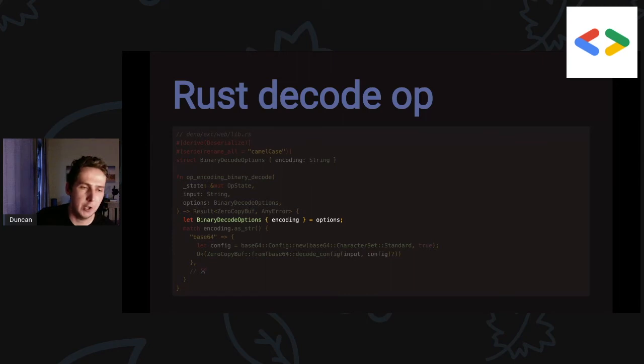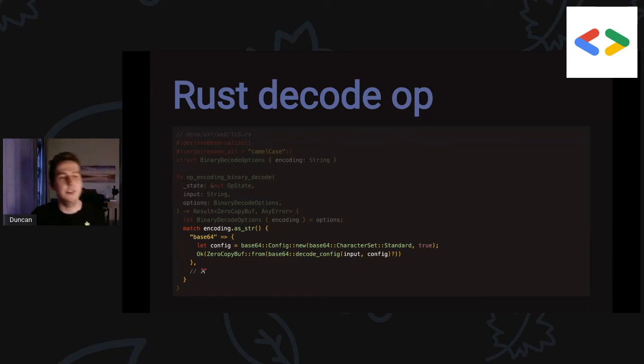So let binary decode options, we're just extracting the encoding from the option struct. And we'll match just against the string. We're going to get base64. We're not going to do hex and base64 URL. That can be done similarly. Then we'll just create a config. So this is from the base64 crate. We're just using the standard character set. And then we'll return our zero copy buffer. And we're going to create that from decode config, passing in our input.